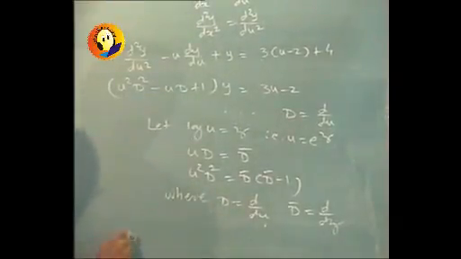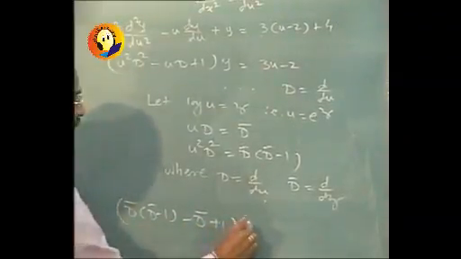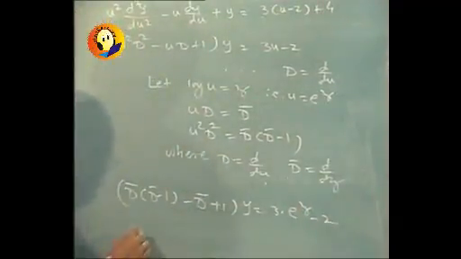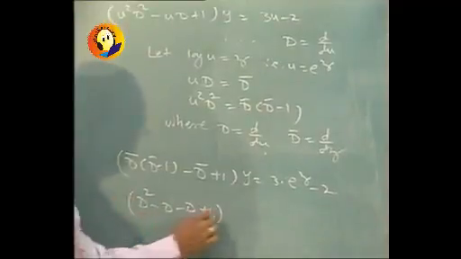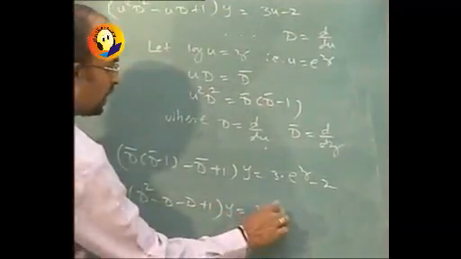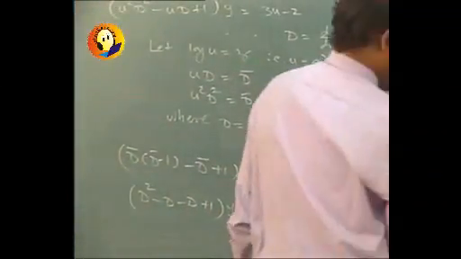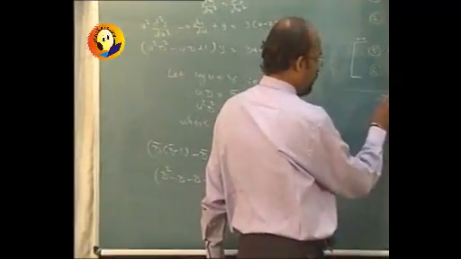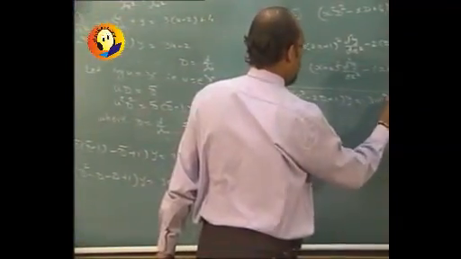So this will be D bar into bracket D bar minus 1 minus D bar plus 1 operating on y equal to 3. U is nothing but e raised to z minus 2. So for simplicity, replacing D bar by D, it will be D square minus D plus 1 bracket complete operating on y equal to 3 e raised to z minus 2. And so the differential equation will be now in the form D square minus 2D plus 1 operating on y equal to 3 e raised to z minus 2.